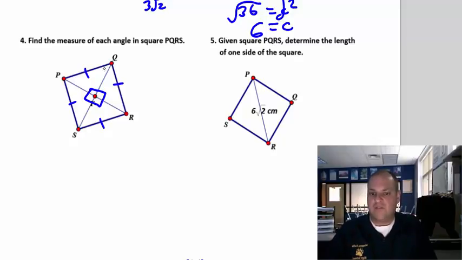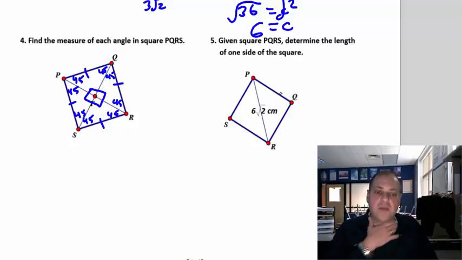It's 90 cut in half, right? 90, 90, 45, 45, 45, 45, 45, all the way around. They're all 45, okay?